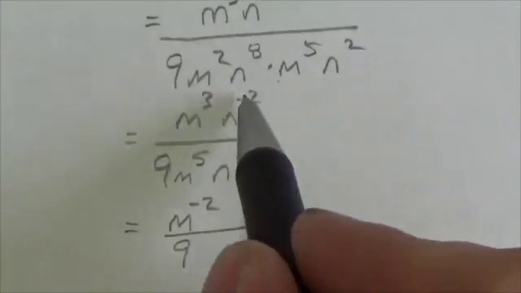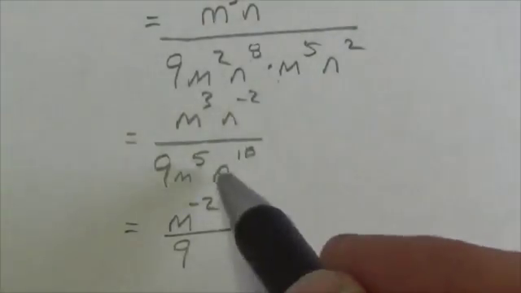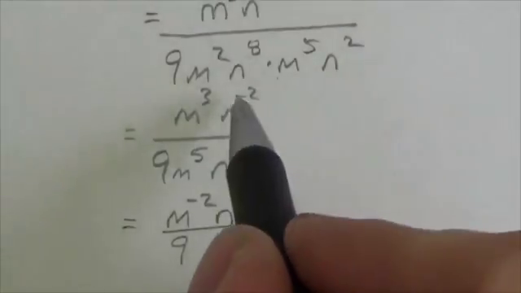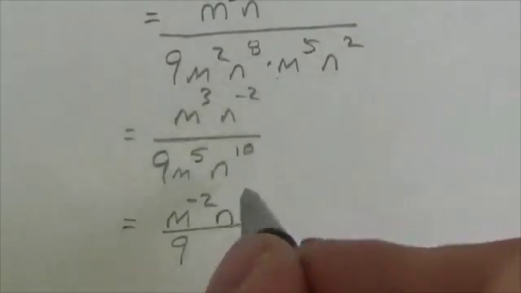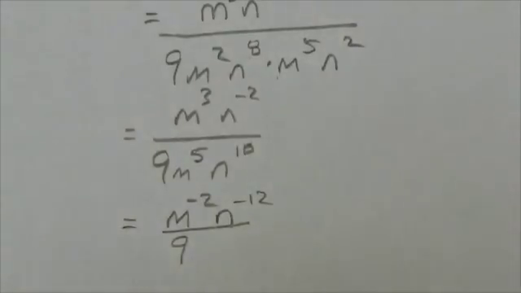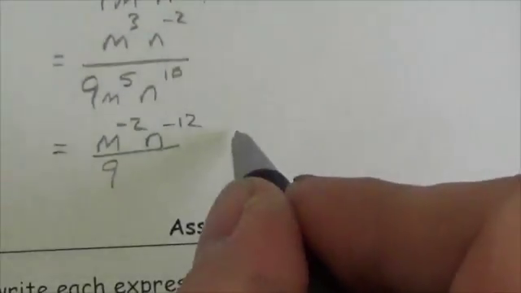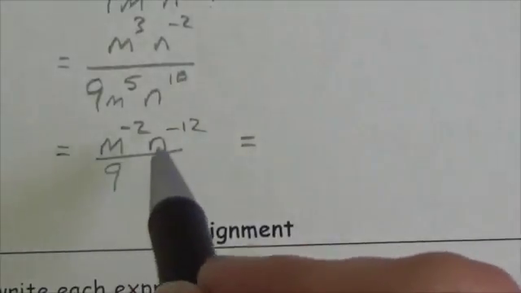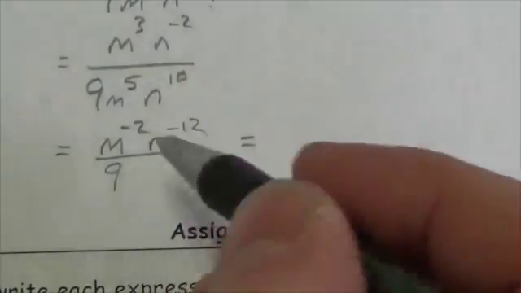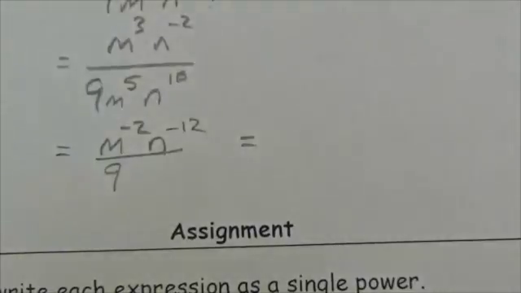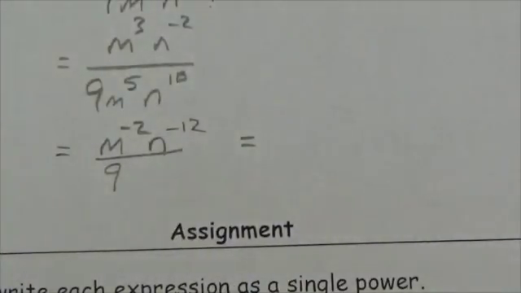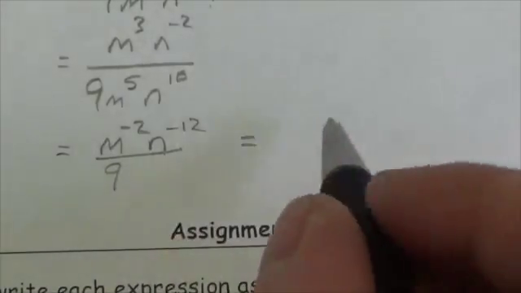Over here, this will be n to the negative 2 divided by n to the 10. Division is going to end up being subtraction. Negative 2 minus 10 will be negative 12. Now finally, because the question told me to deal with negative exponents, both of these powers here have negative exponents. They're both going to switch to the other side of the division sign there. The 9 isn't going to move.